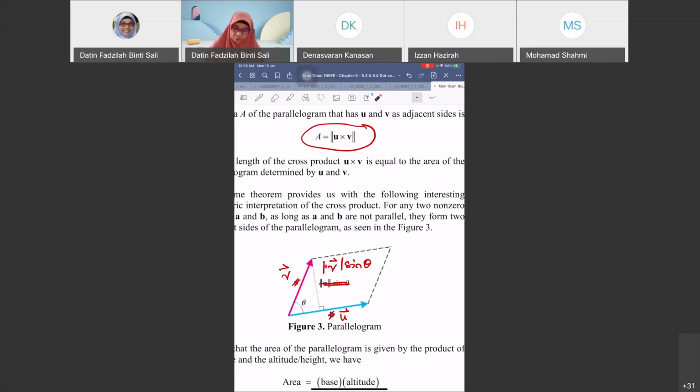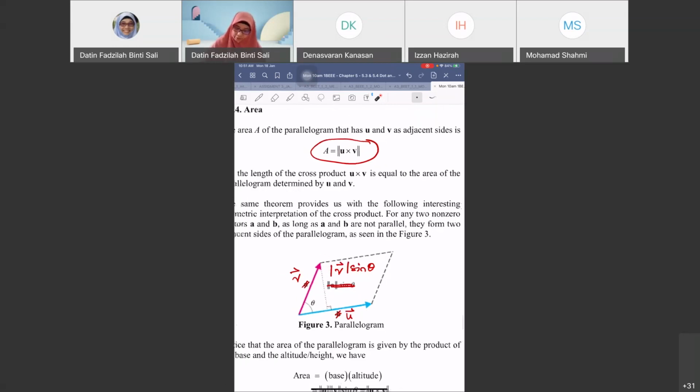Now, why do we have to put the magnitude? Because the height is a length. When it comes to length or distance, that's why we have to put the magnitude, because we are talking about length. If you don't put the magnitude here, it's illogical. That's why the definition is like this, with sine theta. So that's the height here.